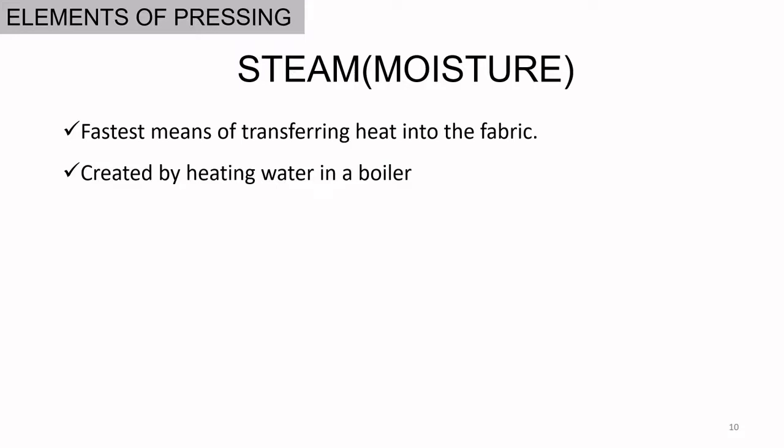And how is steam created? Steam is created by heating water in a boiler. A steam iron has a boiler within itself, a small container in which the water is there, and the water is transferred into the metal plate, and in that metal plate the water is boiled, and the steam comes out of the holes which are there on the metal plate of the iron.